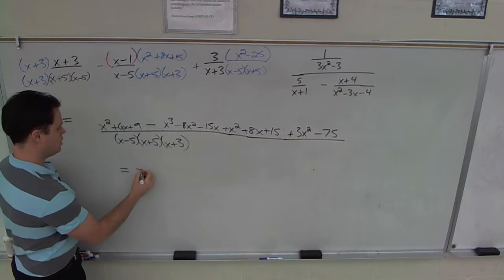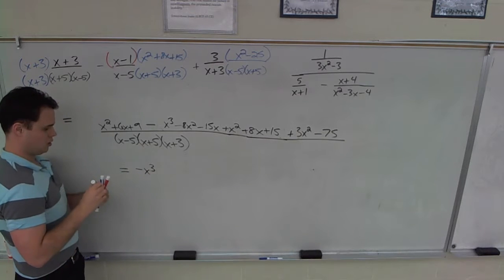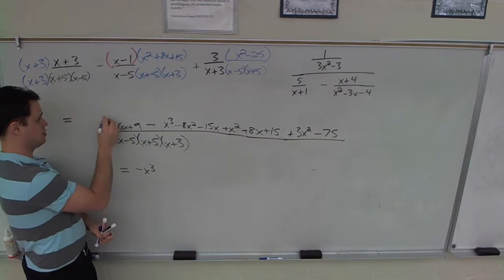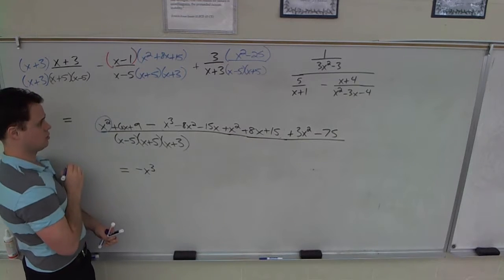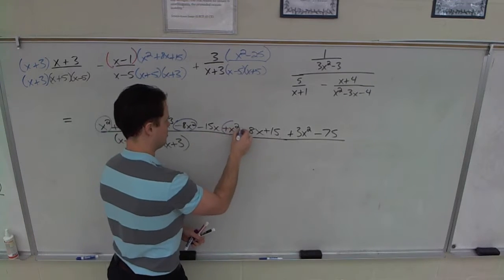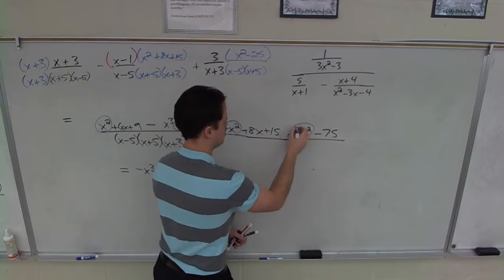All right, so we've got negative x cubed. We've got some x squared terms. I'm going to color code since we got so many terms. So I'm going to say this one, this one, and this one.